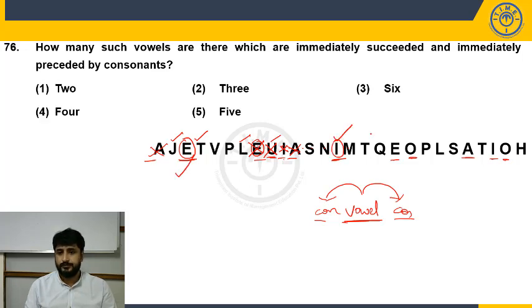1, 2. E. Preceded by a consonant but not followed by a consonant, no. Followed by a consonant but not preceded by a consonant, not this one. Next, A. Preceded by a consonant, yes. Followed by a consonant, yes. So this A is also satisfying the condition. Next, I. Preceded by a consonant, okay. Followed by a consonant, no. O. Preceded by a consonant, no. So how many are there? 3. Answer is 3, but in choice 2.